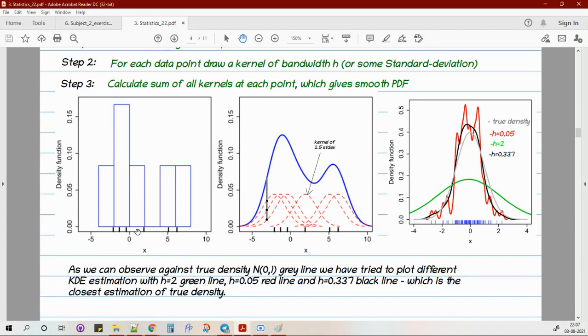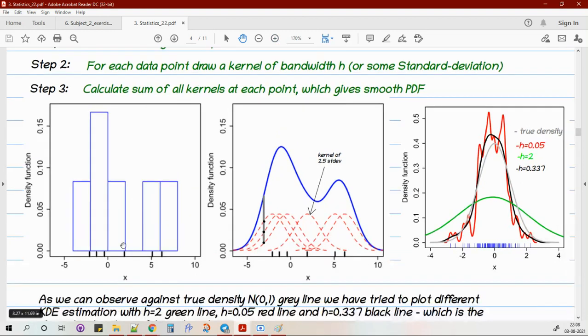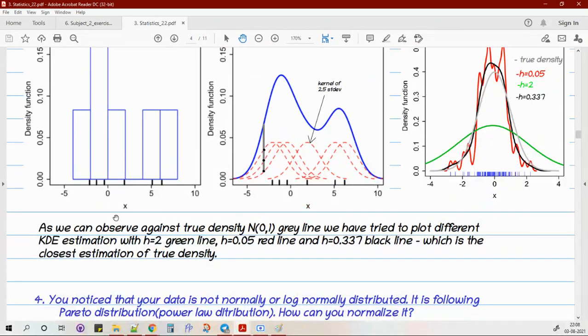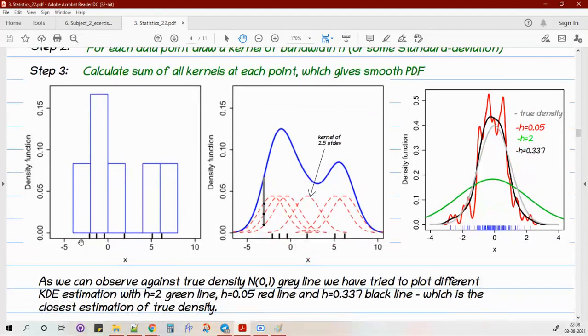So what we are doing is, we have this kind of data. If you see these black spots, they are nothing but the data points. I have x equal to something near 2.5, then minus 1, minus 0.5, like this, 2, 5, 6, like this. Now I have created this histogram.